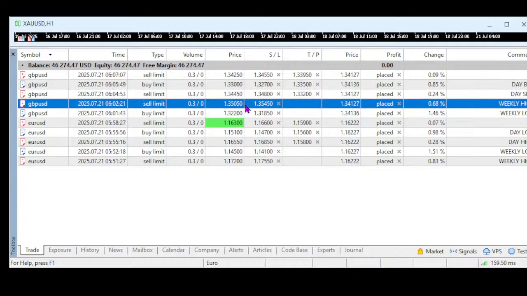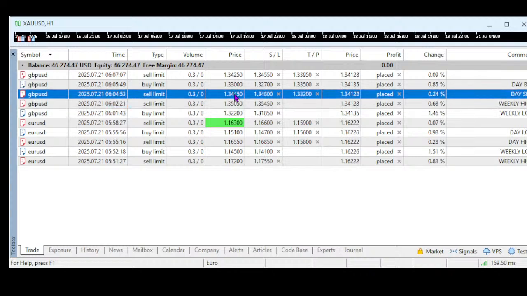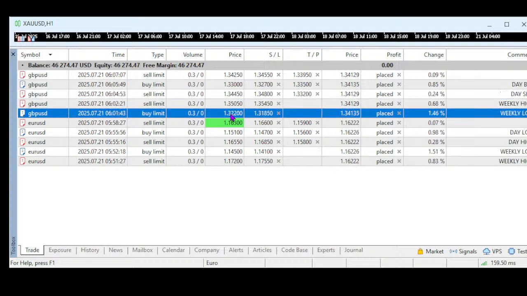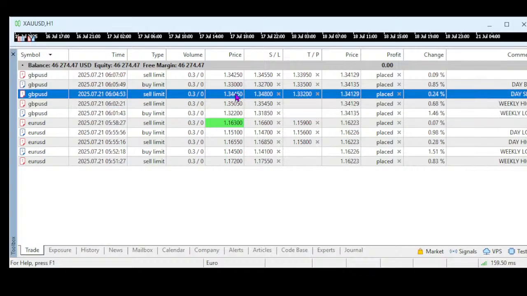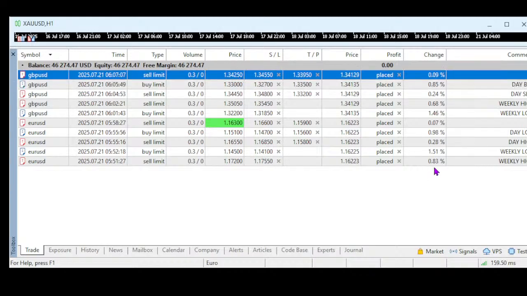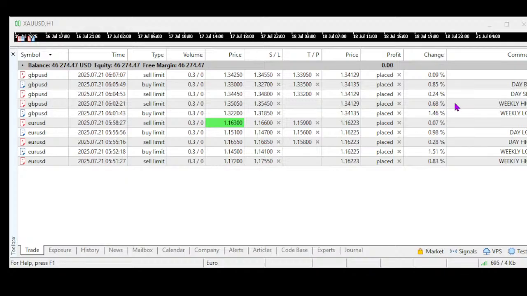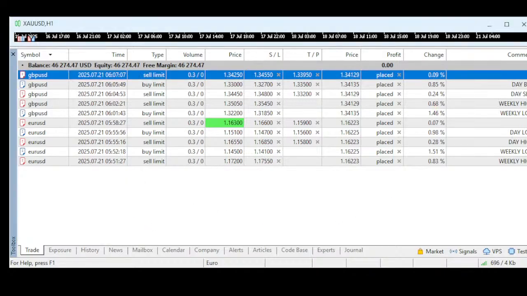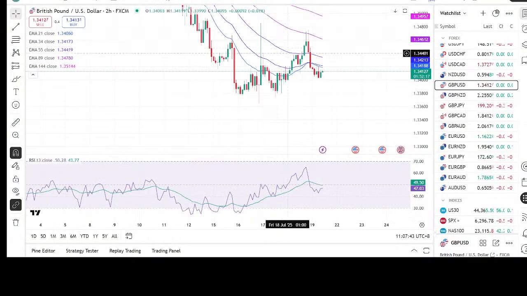Okay, weekly high selling, weekly low buying 32.20, weekly high selling, daily high selling, and daily low buying and scalping sell. Okay, altogether we have 5 orders for that. So now let's move on to the next trade, which is your dollar yen.